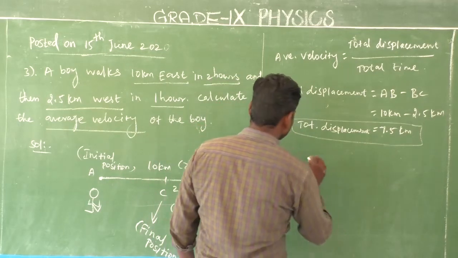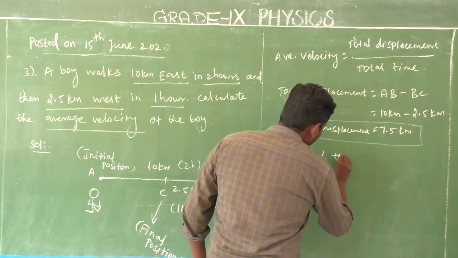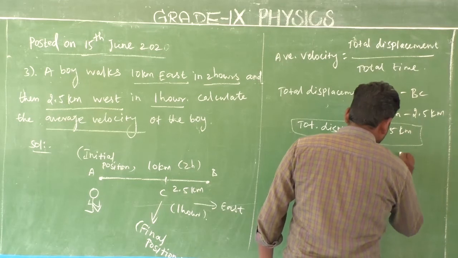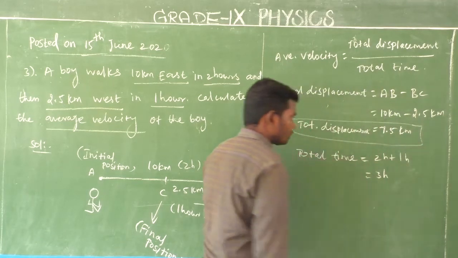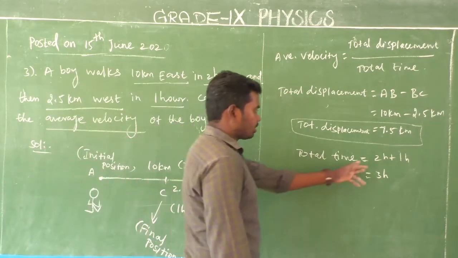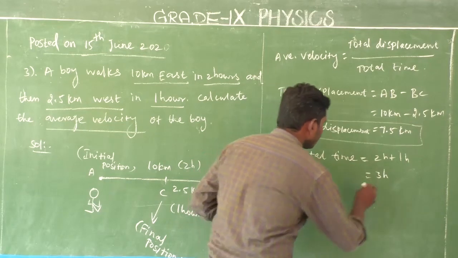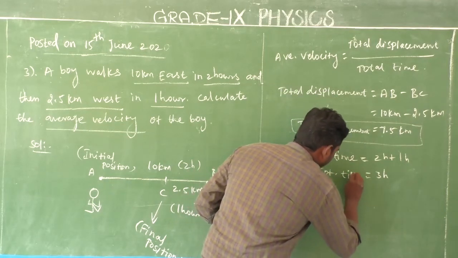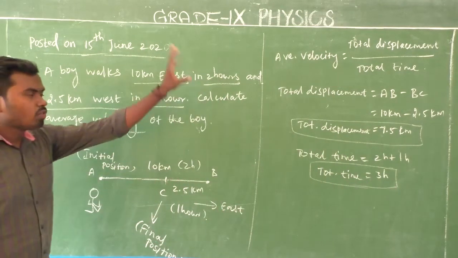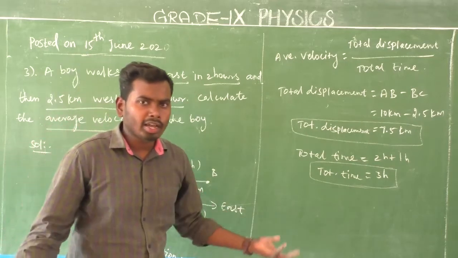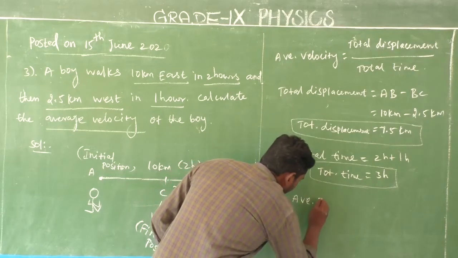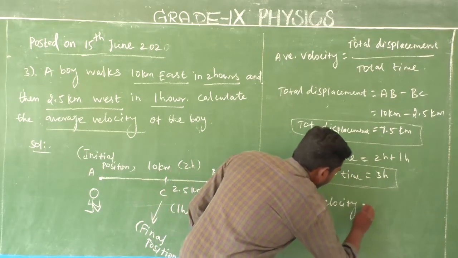So total time is equal to how much? Here 2 hours plus 1 hour is equal to 3 hours. Very simple, just 3 hours. Is it clear? Yes. Total time. Am I right? Yes, very simple. Now you divide both quantities, we can get the average velocity of the boy. So average velocity is equal to, what is the formula?